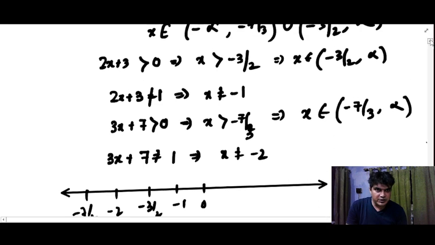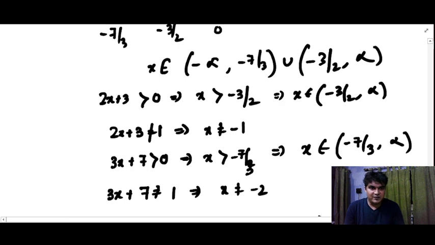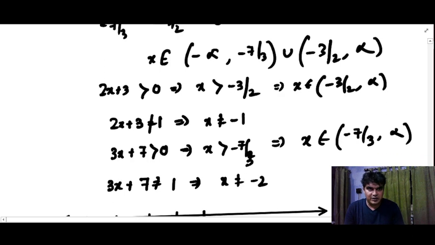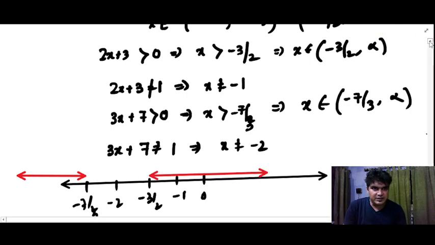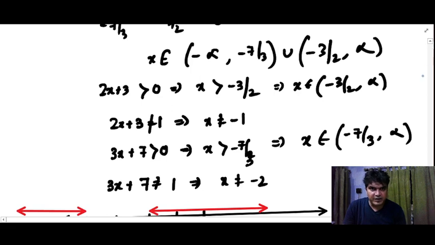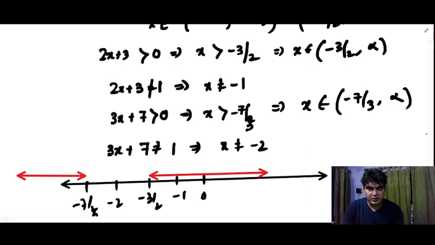Like the first one was x is in between minus infinity to minus 7 by 3 and minus 3 by 2 to plus infinity. Now if I plot it, what do I get? Minus infinity to minus 7 by 3 and minus 3 by 2 to plus infinity, right? The next part, it is saying x is minus 3 belongs to minus 3 by 2 to plus infinity. Okay, great. Minus 3 by 2 to plus infinity, that means again this part.